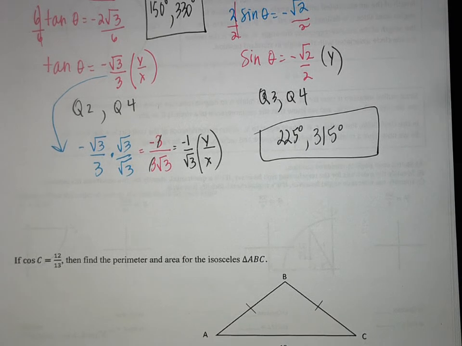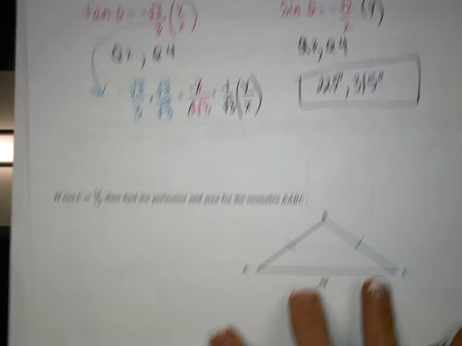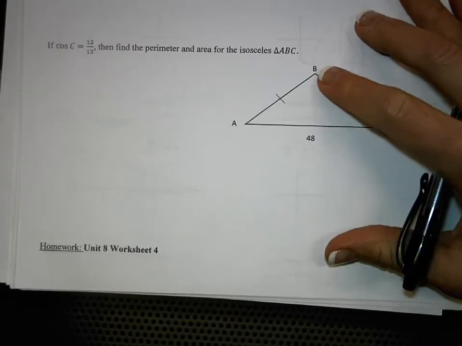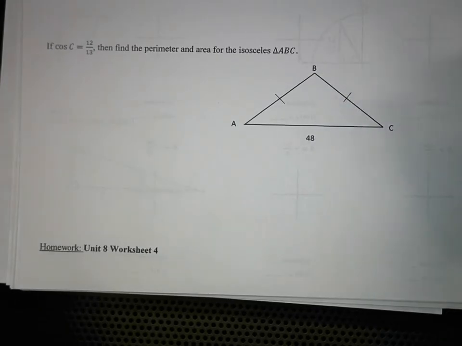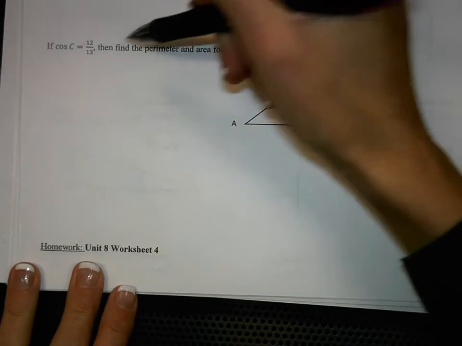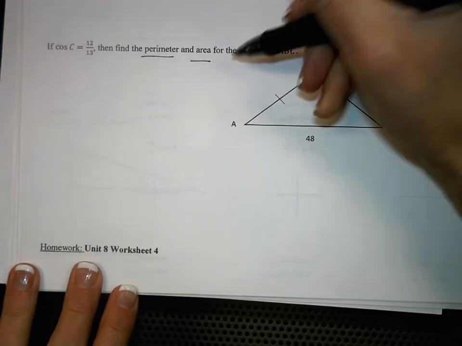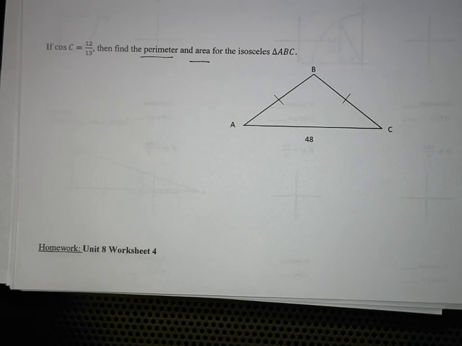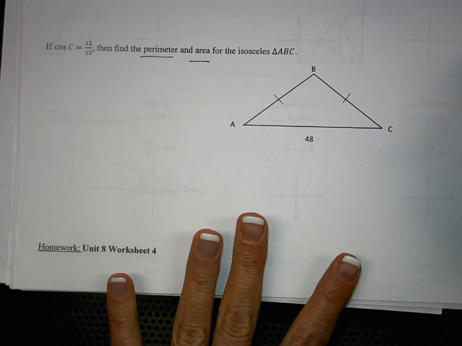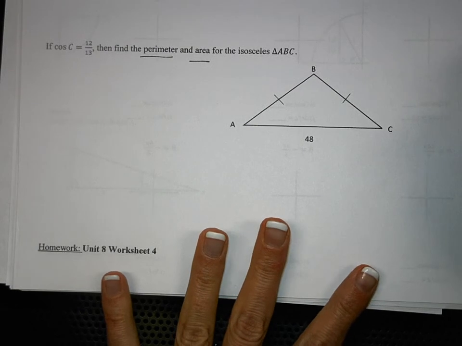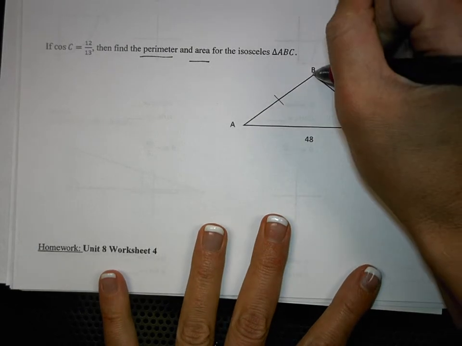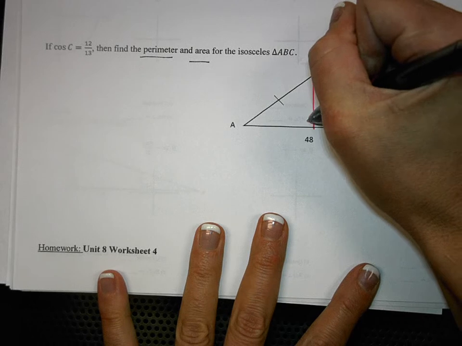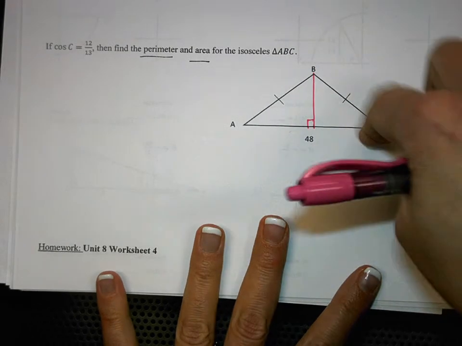Okay, last one. Cosine C equals 12 over 13. It says then find the perimeter and the area for this triangle. So this is a review from problems we've already done. When we are dealing with cosine and sine and all that stuff, you need to always have what type of triangle? A 90-degree triangle. So I can make 2 separate 90-degree triangles.